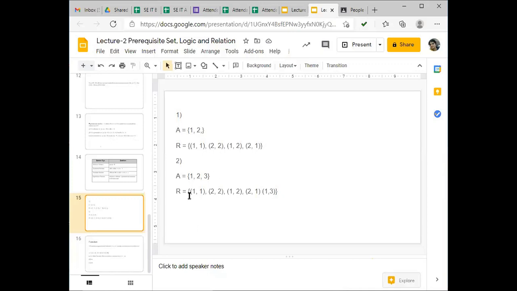Coming to the second one. Whether it is reflexive, whether it is symmetric, whether it is transitive. Which one is the second one?